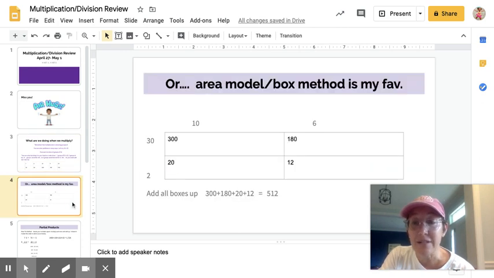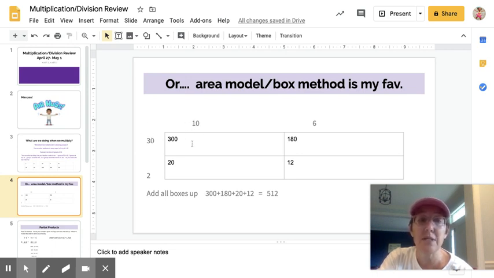My favorite way to solve double-digit multiplication is using an area model, or we called it the box method because it looks like a box. Sometimes I call it a window pane, but you just have a box with 4 divisions in it, and you would write 16 on one side, but you'd break it up into 10 and 6, the 10s and 1s, and then 32 would be 30 and 2, and then you multiply.